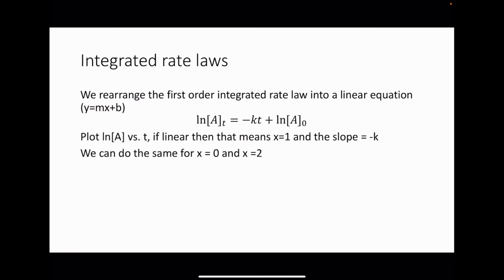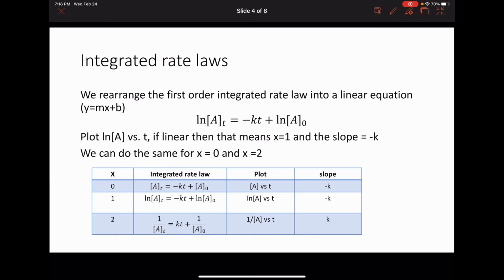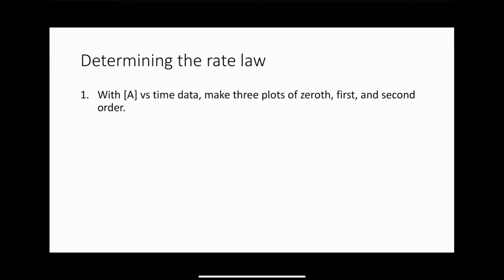So we can do the same thing for x equals 0 and x equals 2, so both the 0th order case and the second order case. And if we do that, we get a table. I'm just basically going to show it. I'm not going to derive the 0th and second order. You can do that if you like. So here we have our order and the integrated rate law expression. So first order was natural log. Second order is 1 over the concentration versus time. Zeroth order is concentration versus time. And the slope always contains information about our rate constant.